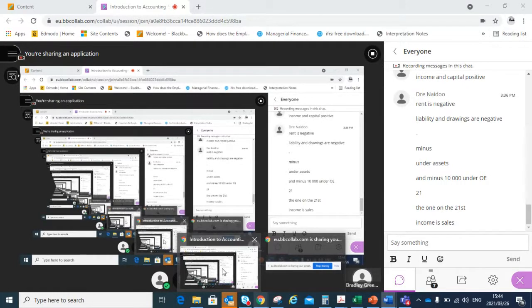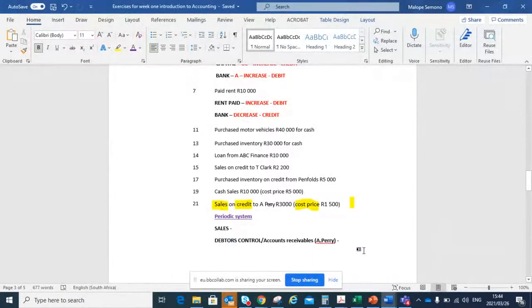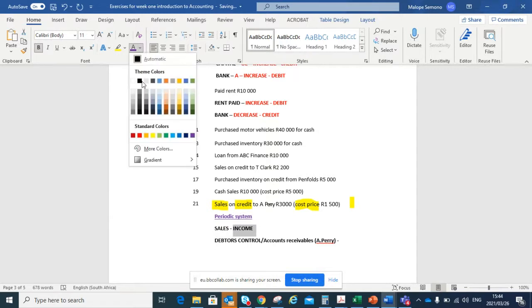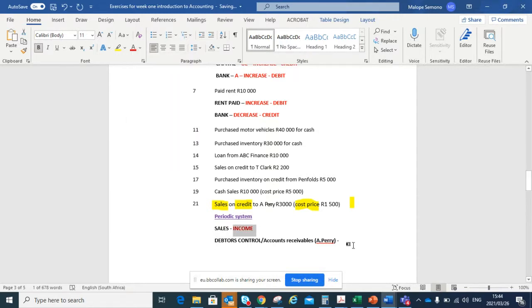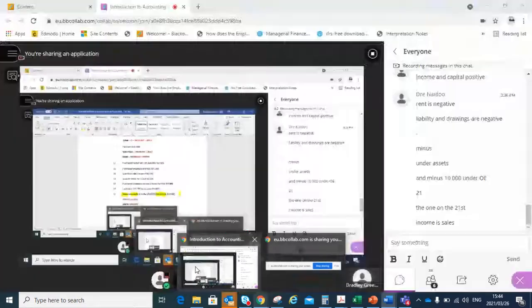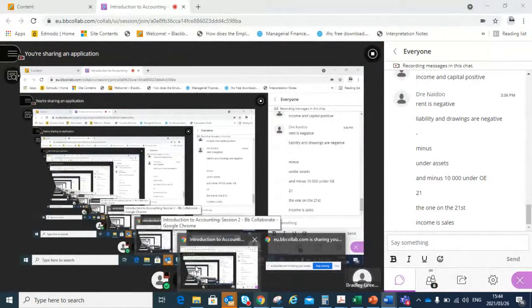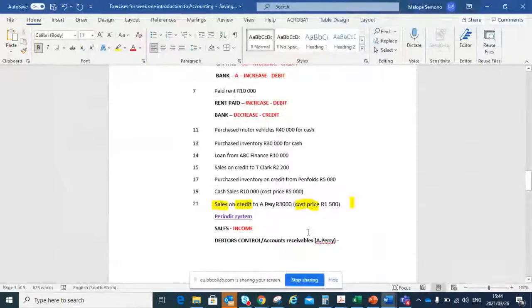I agree with you, Dre. Please, others help. What will be the debtors? I'm going to write incomes. Okay, what about debtors control? Let's see if someone tried. No one told me about debtors control. Let me tell you. I believe that if you keep quiet, you don't understand it. So it's going to be an asset.